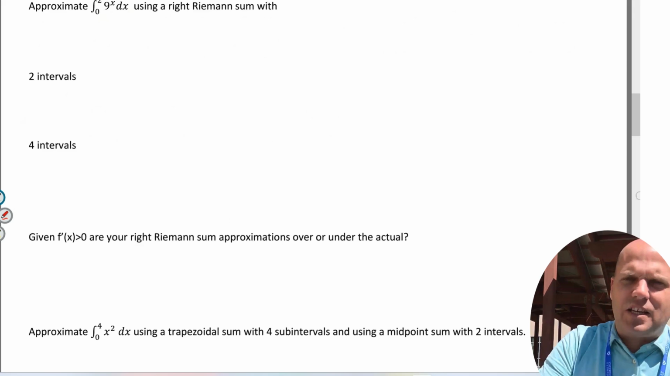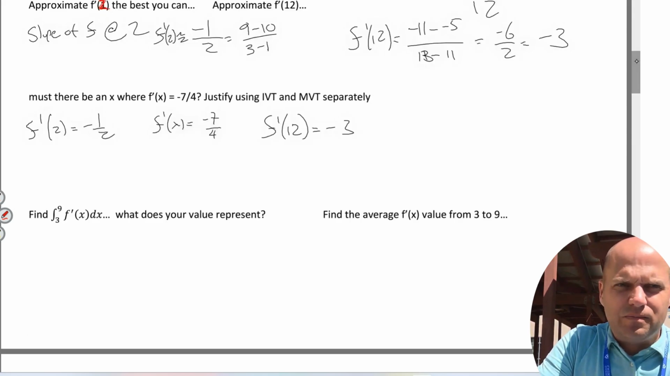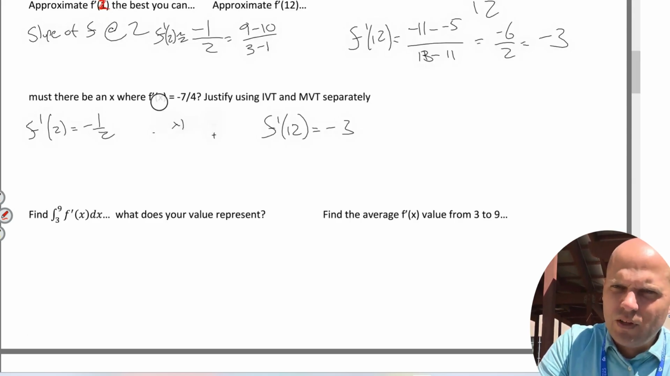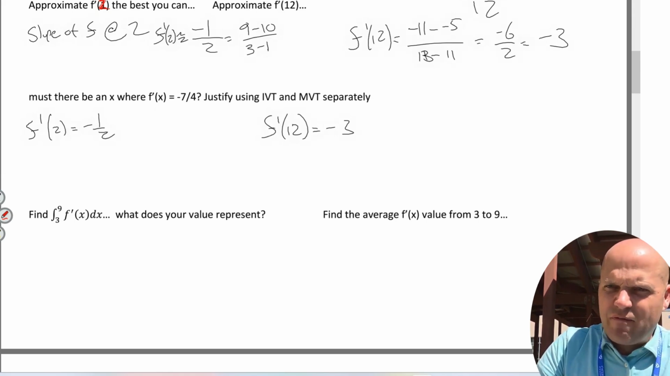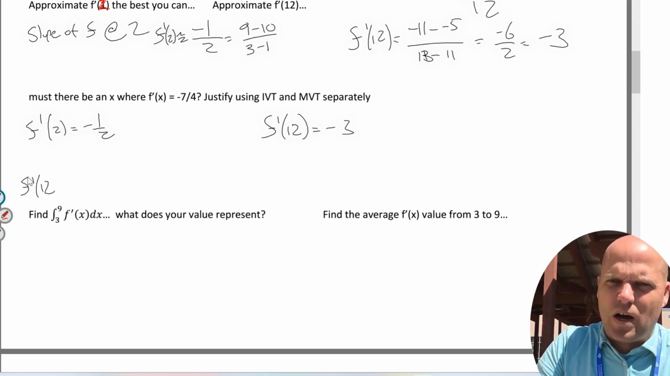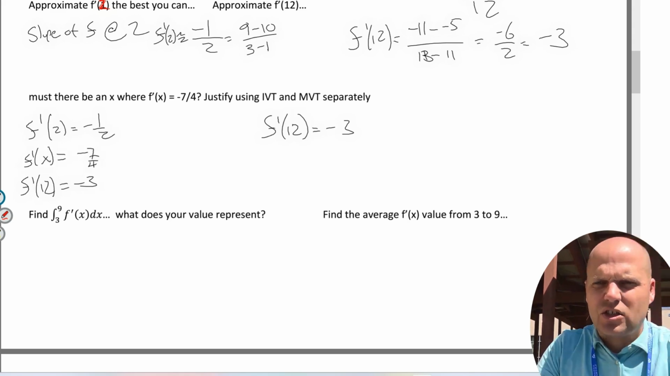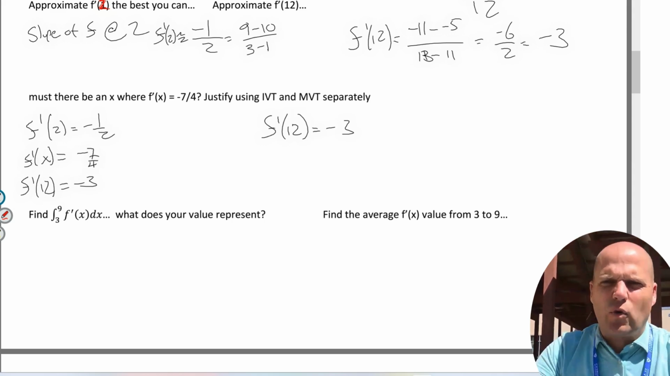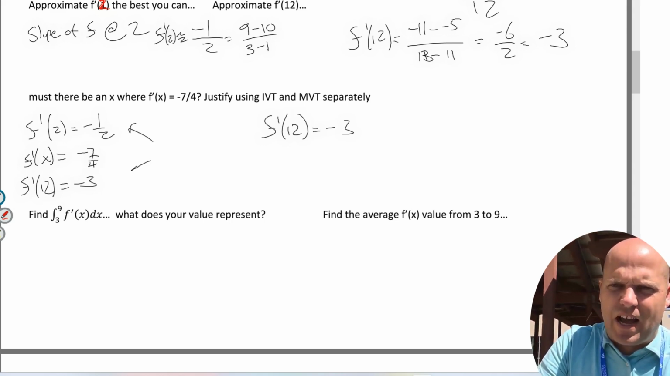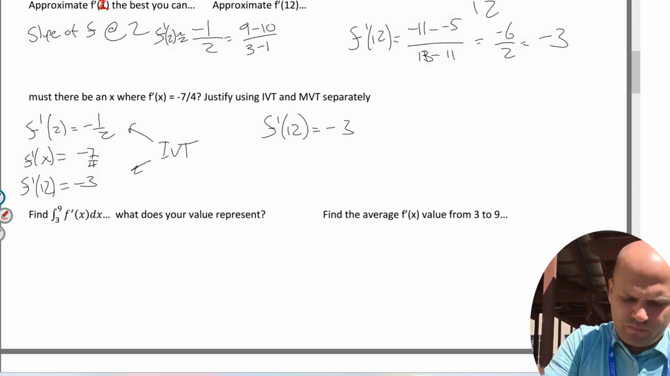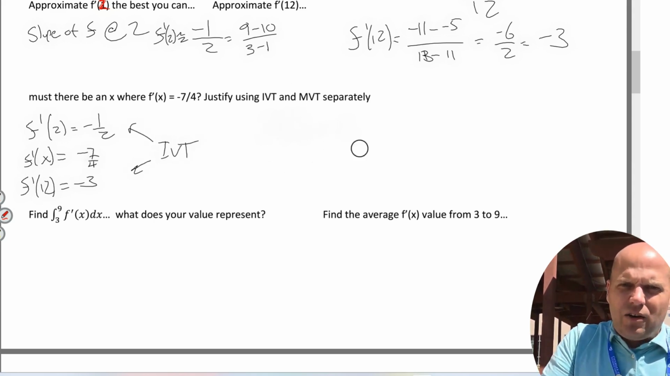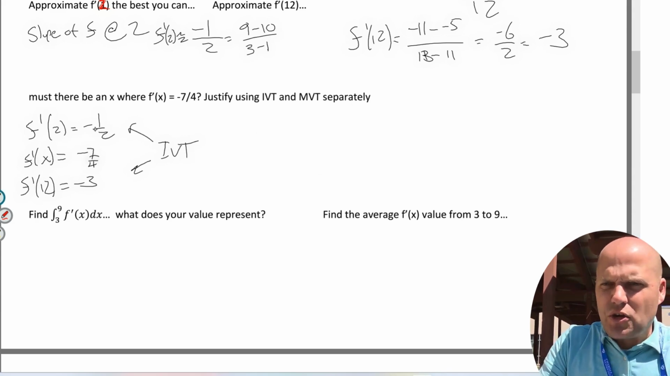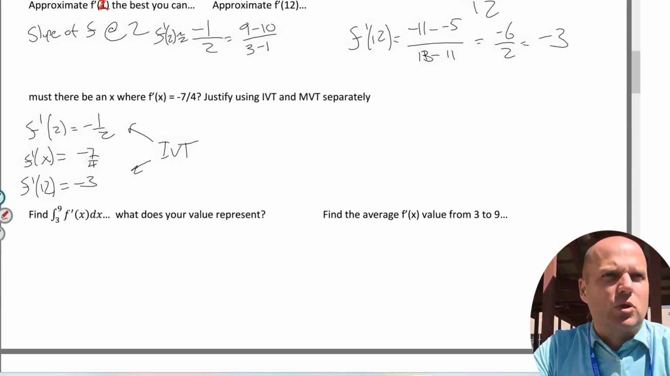This is kind of the idea behind the intermediate value theorem. That if f prime of 2 is -1/2 and f prime of 12 is -3, there's got to be some x value that produces the slope -7/4. This is kind of the idea behind the IVT. Now, mean value theorem, this just shows like we'll hit all of our values in between these two values.